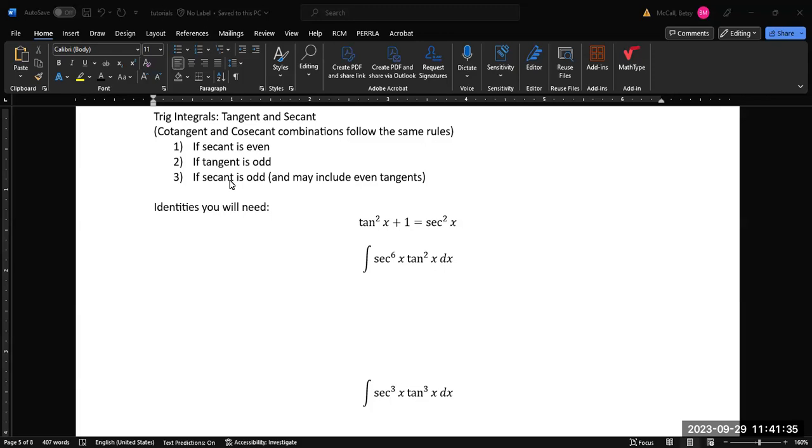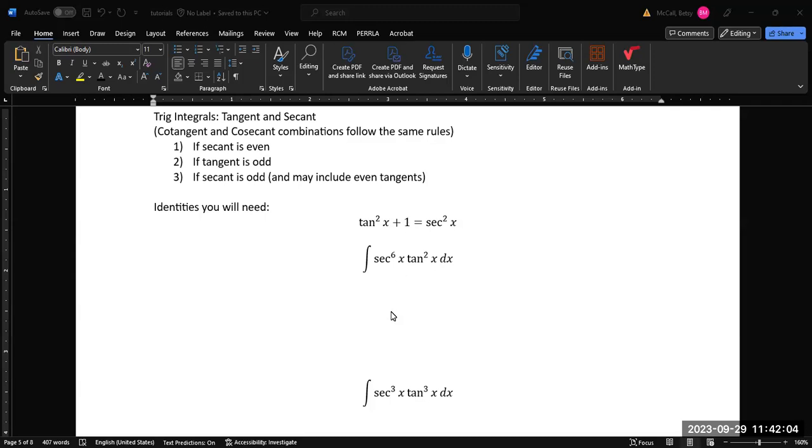All right, so we are going to need just one identity for this scenario that we really have to worry about. Since we don't have power-reducing identities that we'll be applying as we did with sine and cosine, it's basically just this Pythagorean identity. And again, if you're doing cotangents and cosecants, the identity is the same. It's 1 plus cotangent squared is equal to cosecant squared. And so that same identity will apply.